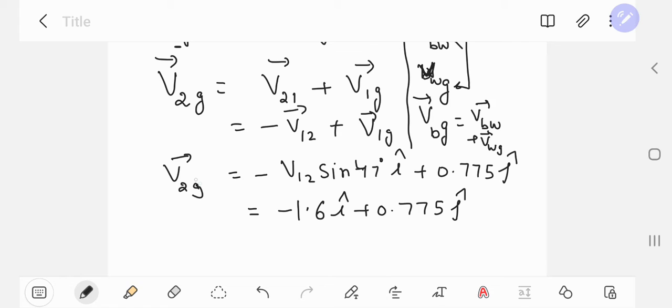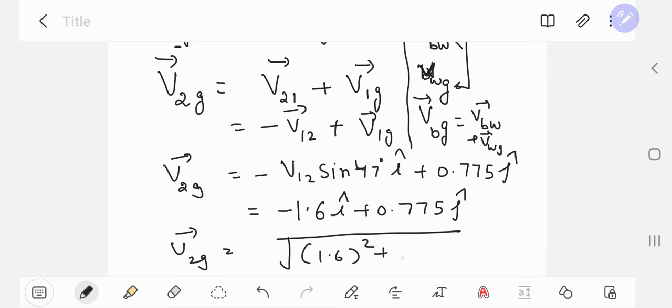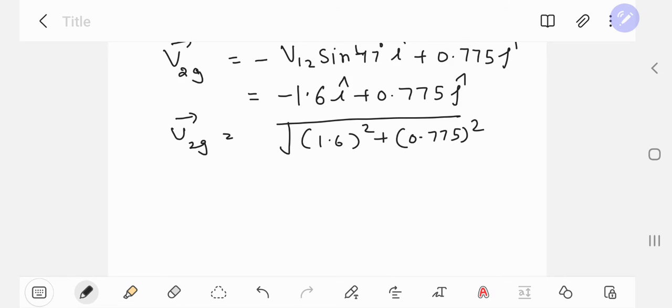Now, if we need to find the magnitude of this velocity, that will be the square root of 1.6 squared and 0.775 squared, and then add them to get the final answer. Let me see how much it is. Okay, that will be 1.76 meters per second, which is the magnitude of the velocity of the second boat with respect to ground.